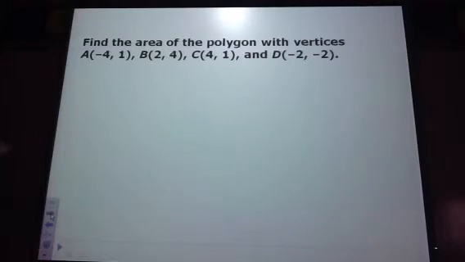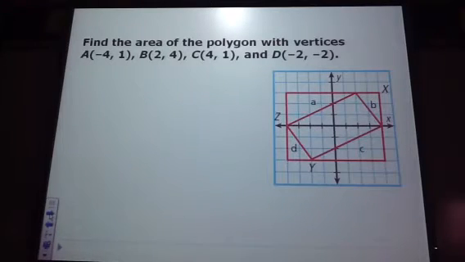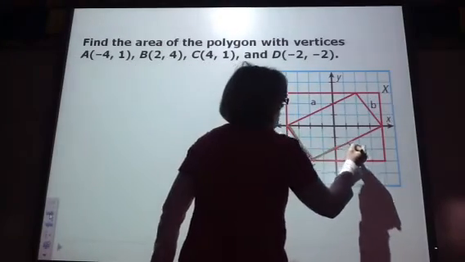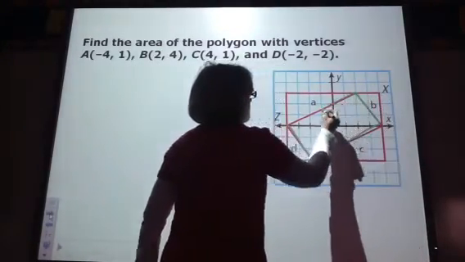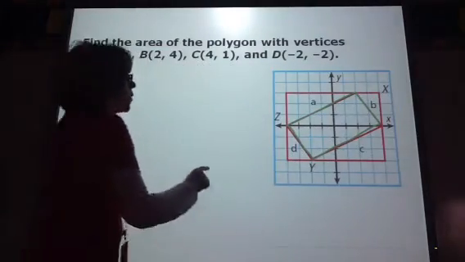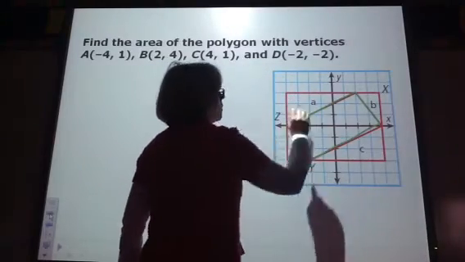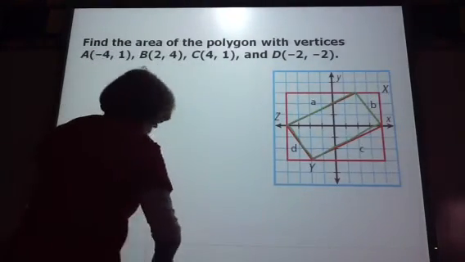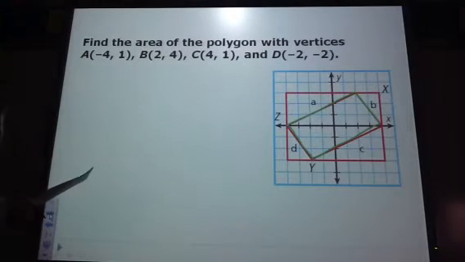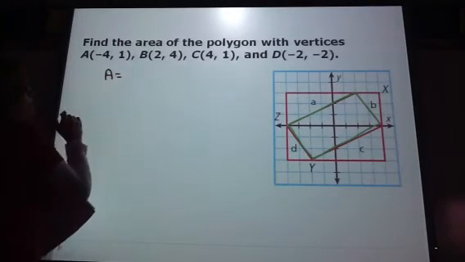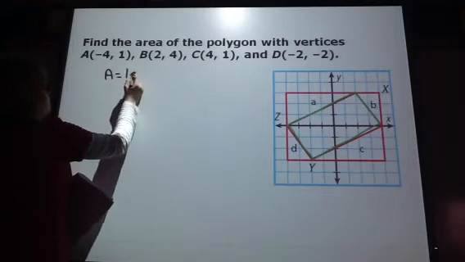Okay, so we're going to find the area of the polygon with these vertices. All right, so first we're going to graph it. So what we did here is we graphed this quadrilateral right here, and then we made the red quadrilateral around it, which is a rectangle, so that we can find the area of that triangle. This is called finding the area in the coordinate plane by subtracting, okay? So first, let's find the area of the larger triangle, or the larger rectangle.